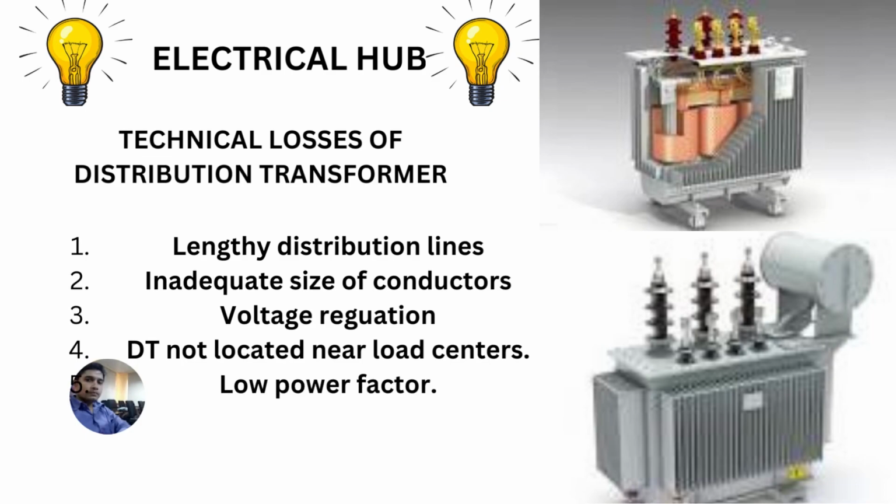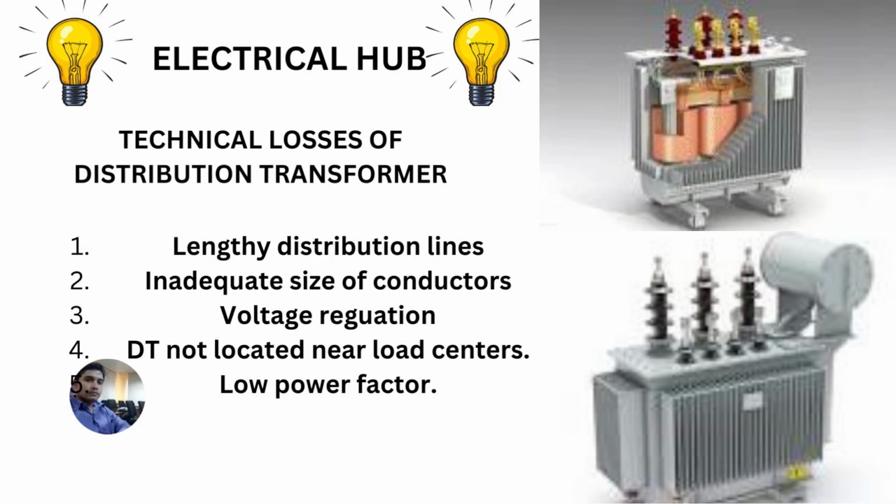Now, let us discuss some causes of technical losses of distribution transformers. First, a lengthy distribution line. Either an 11 kV or 450 volt line is stretched for a longer distance in the rural areas, which causes huge line losses. Then, inadequate size of conductors. On account of load growth, many distribution feeders end up being undersized. So, it causes heat loss.